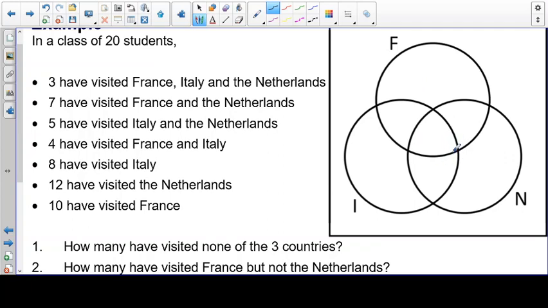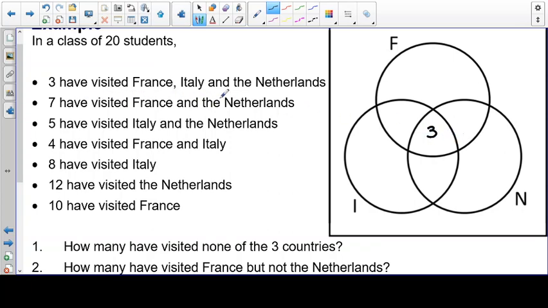In a class of 20 students, 3 have visited France, Italy and the Netherlands, 7 have visited France and Netherlands, 5 have visited Italy and the Netherlands, and then we've got loads of information. This here is the overlap, so this is going to be the central bit. So here is the bit that's overlapping France, Italy and the Netherlands. So this is our 3.